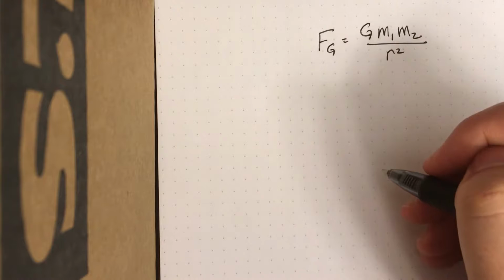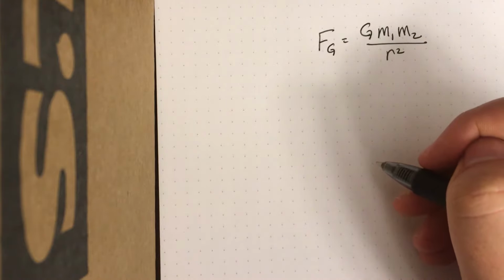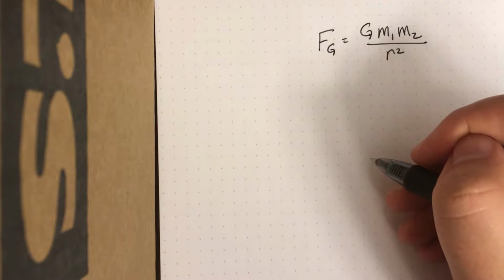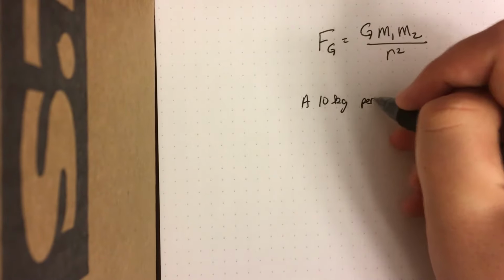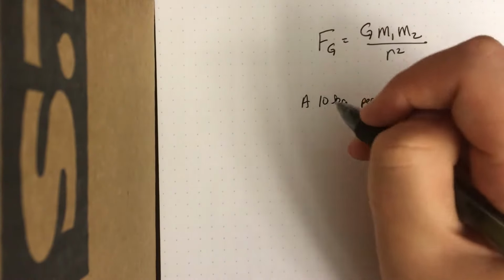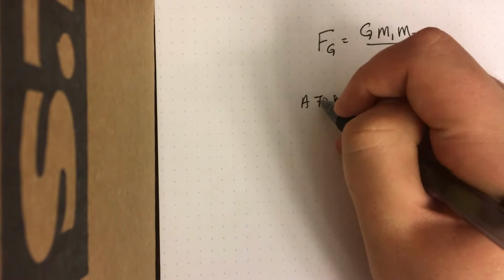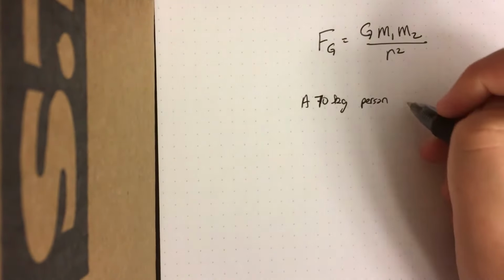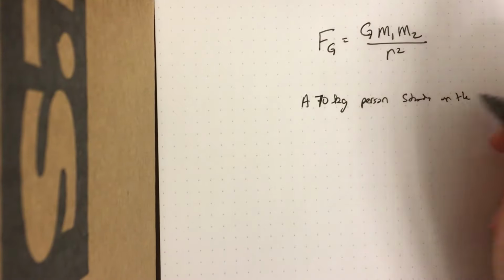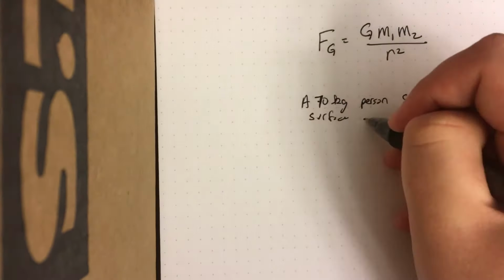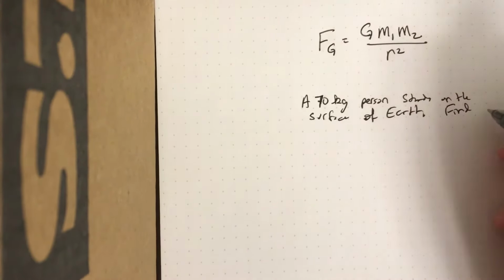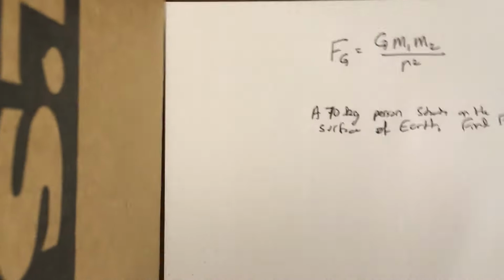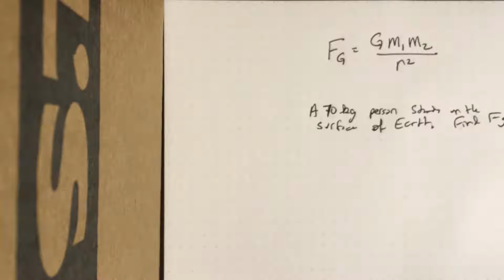All right, so let's imagine an example problem. Let's say a 70 kilogram person stands on the surface of the Earth. Find their force of gravity. I see that I am running off the page, but okay, that's the idea. So we've got a 70 kilogram person standing on the surface of Earth, find the force of gravity.